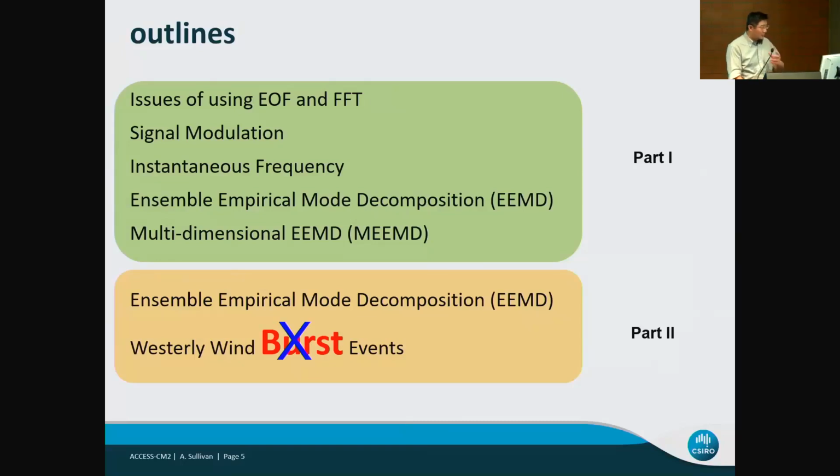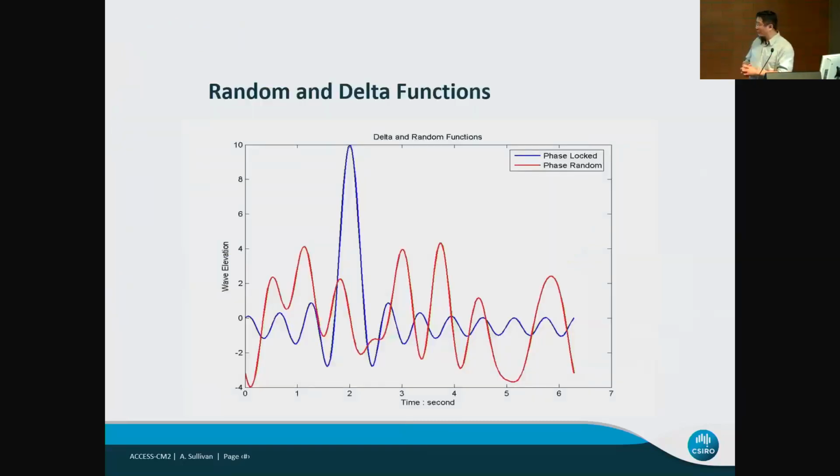So I've already shown you some issues if we use the EOF. How about the FFT? Before we talk about the FFT, let me show you these two signals. The blue curve is like a volcano, or what we call a delta function. It's like when you clap your hands, just one signal like that. And the red curve is like noise, it just happens randomly.